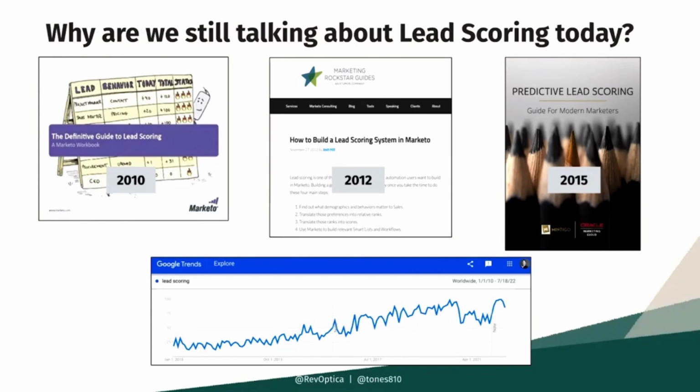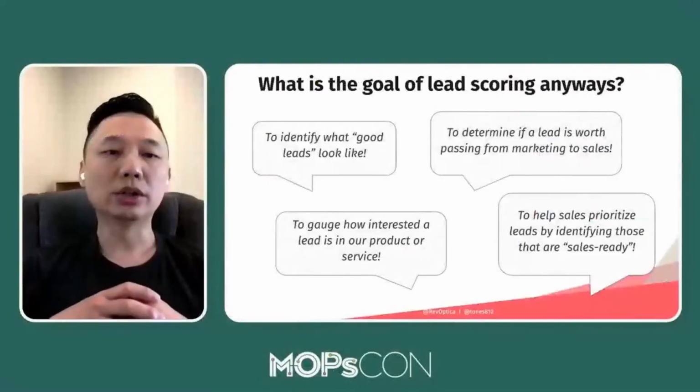And before I jump to the next slide, I just did a quick Google Trends search on lead scoring, dating back all the way to 2010. You could see that the trend line is still going up and to the right. There's a slight dip over the last couple of months, but clearly people are still searching for lead scoring as a topic that they're researching.